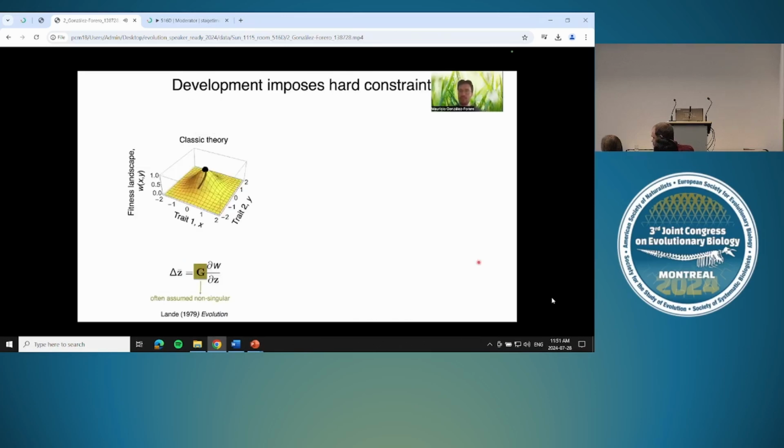I'm just going to give here the key insight of the theory. Here we have what classic evolutionary theory gives, and this is from the Lande equation. What you have here is a fitness landscape for two traits. If the population is somewhere in the fitness landscape, then natural selection is going to push evolution up the landscape, and evolution stops when the population reaches the peak of the landscape.